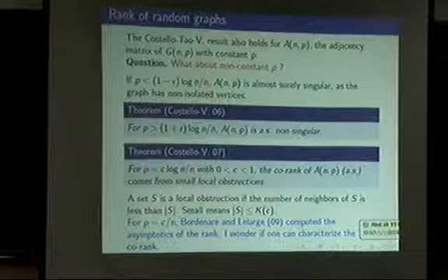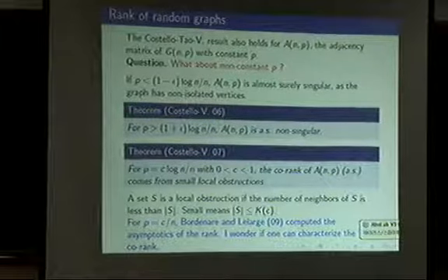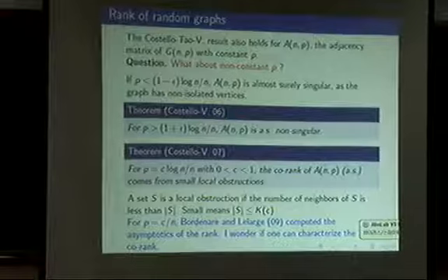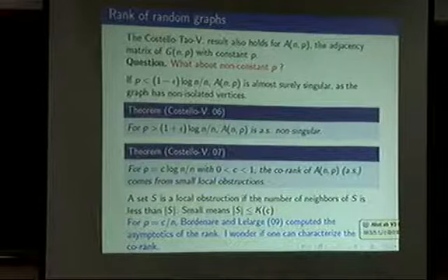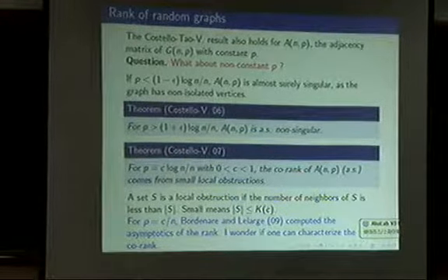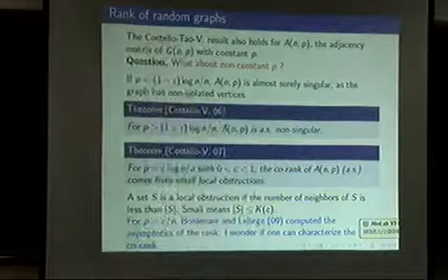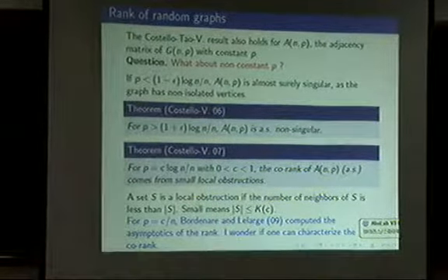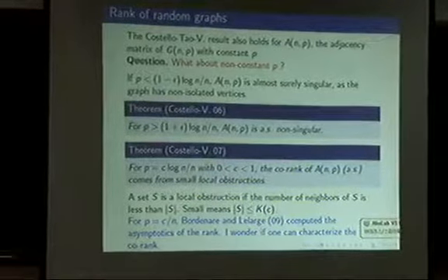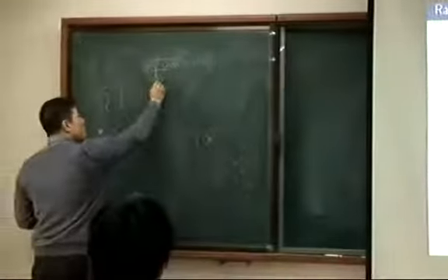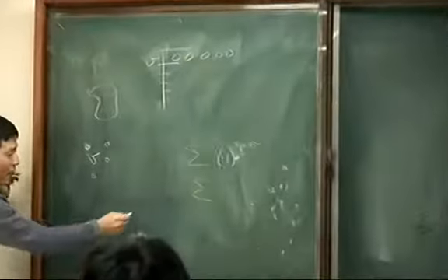And actually, even below this threshold, say if P is C times log n over n, where C is less than 1, the graph is guaranteed to be singular, then you can compute the corank of this graph. It comes from small obstructions. Clearly, if you have isolated vertices, then of course this contributes to the corank because every single isolated vertex gives you a 0 row. So the corank increases. But there are other reasons.